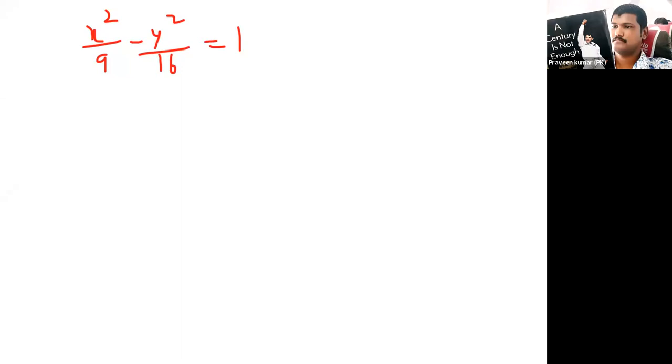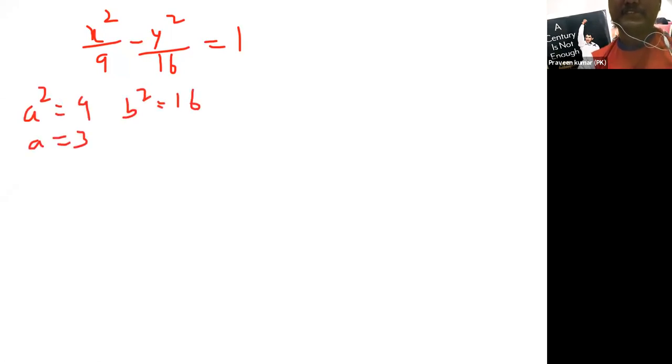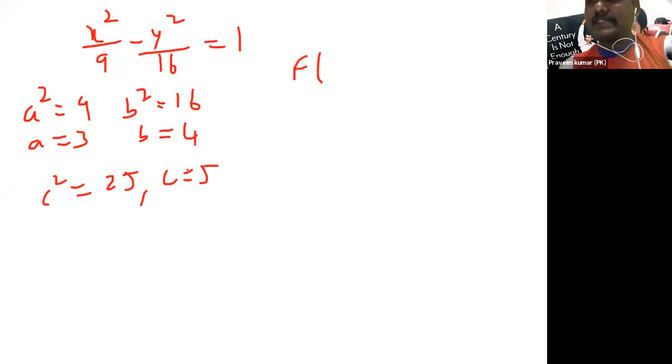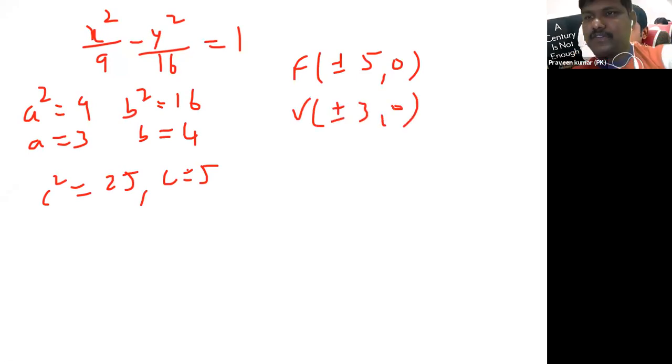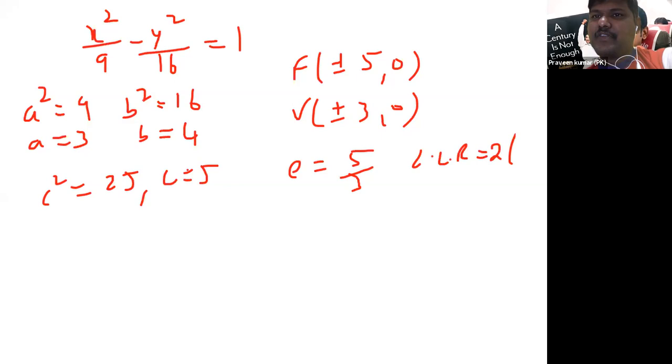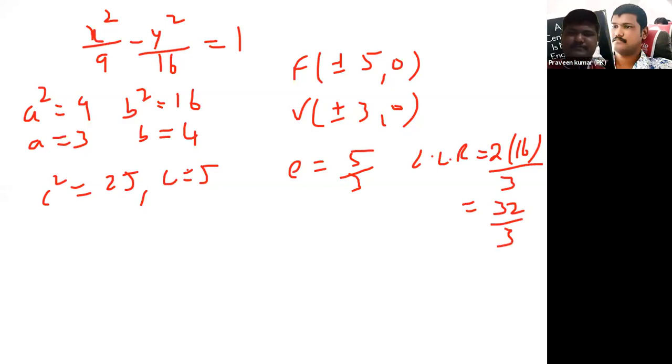Correct. Perfect. a square is 9, a is 3. b square is 16, b is 4. c square is 25, c is 5. Focus, x-axis, no? Plus or minus 5 comma 0. Vertex plus or minus 3 comma 0. Eccentricity c by a, 5 by 3. Length of latus rectum 2b square, b square means 16 by a means 3. 32 by 3. Correct everyone?